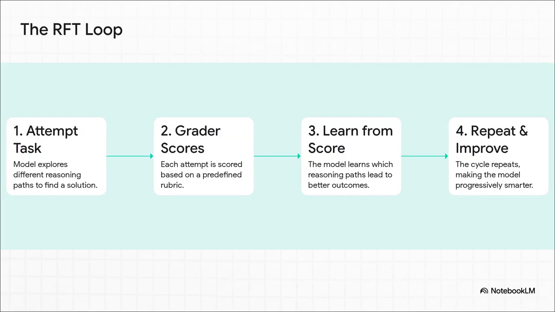And this all happens in a really neat feedback loop. First, the model gives the task a shot. Then, the grader scores that attempt using the rubric you designed. The model takes that score and learns from it, reinforcing the pathways that led to a better result. And it just does this over and over and over again, getting a little bit smarter with every single cycle. This is also why RFT is so efficient. A single example can provide this huge spectrum of feedback.